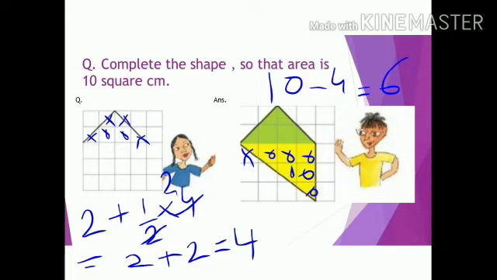Here you can see I have marked this square with a cross, but this square is less than half. So we will not count it in the area. So students, the area of this extended figure is 6 square units and the area of the given incomplete shape is 4 square units. So 4 plus 6 is equal to 10 square units.